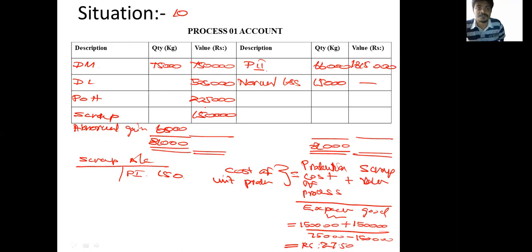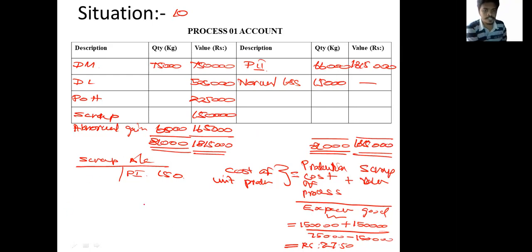We have done 9 sums. Okay. Then we know that the abnormal gain unit cost equals the good unit value. We go with the assumption that the abnormal gain unit cost is the same as the good unit cost. Then 6,000 into 27.5, 165,000. Take the total, this should be 1815. Then here 1815.